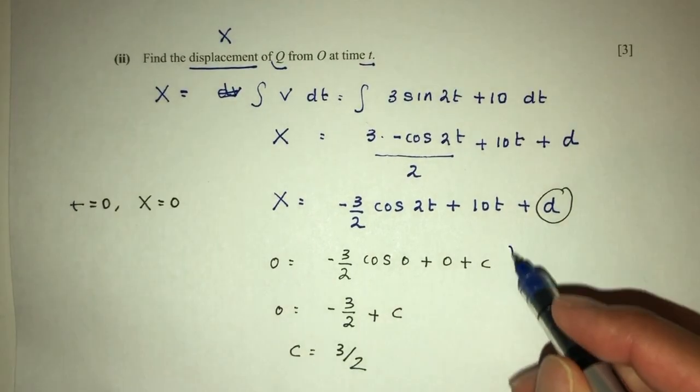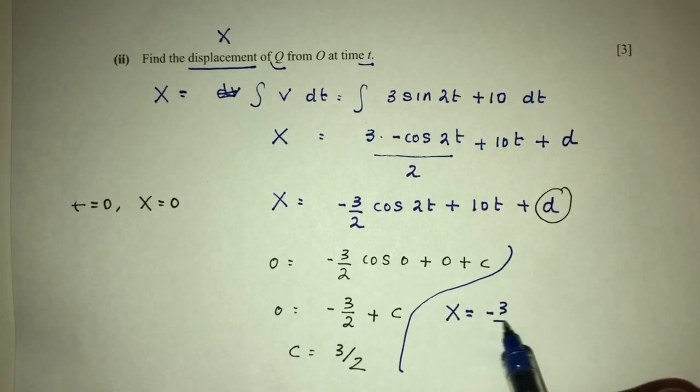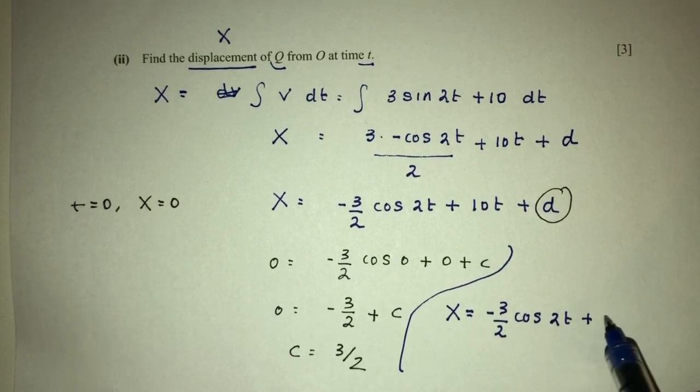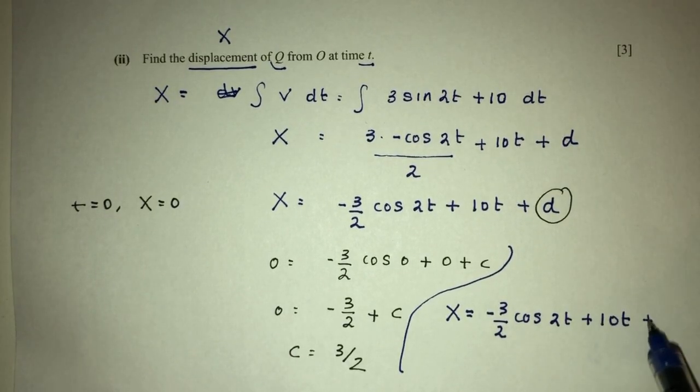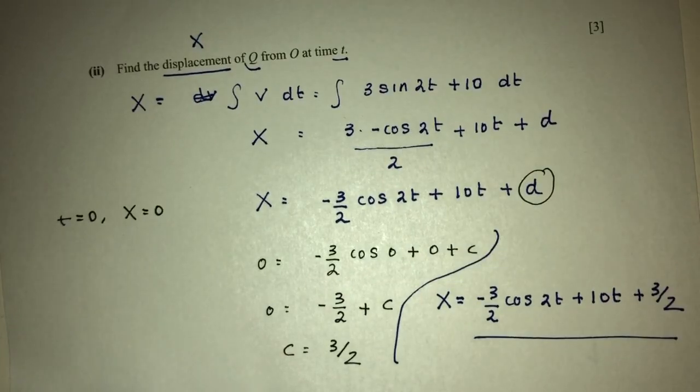So in the end, we conclude that displacement x will be given by minus 3 over 2 cos 2t plus 10t plus 3 over 2. And that will be your answer for question number 12.